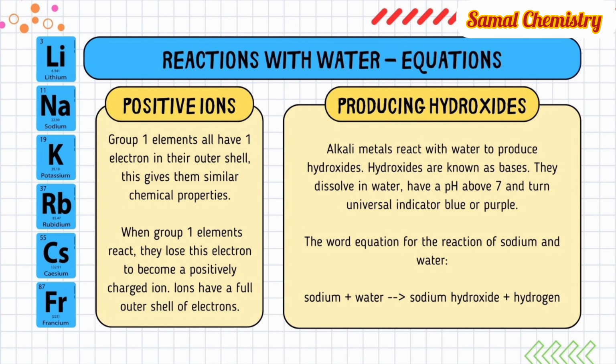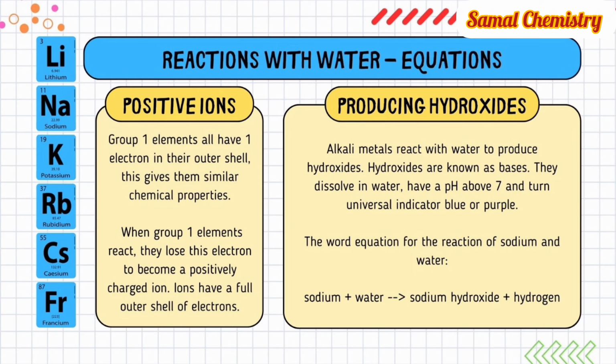Reaction with water equation. Now, let us understand the reaction of alkali metals with water and the equations involved. Positive ions: Group 1 elements all have one electron in their outer shell. Because of this, they show similar chemical properties. When Group 1 elements react, they lose this one electron and become a positively charged ion. These ions now have a full outer shell of electrons, which makes them more stable.